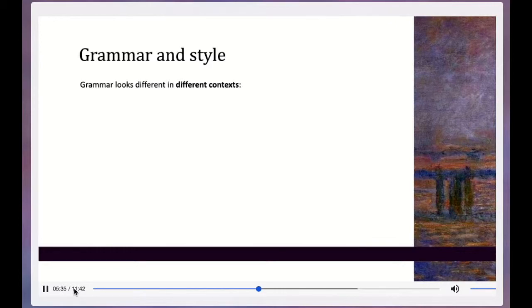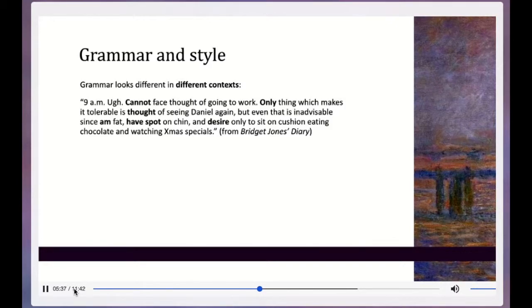forms. Look at the following extract from Bridget Jones's diary, a novel from the 1990s, where some of the text is written in diary form, that is, a very informal, personal style.